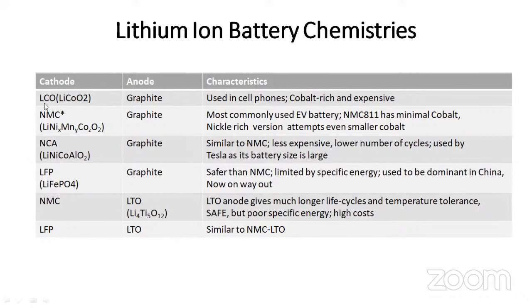For example, LCO, that is lithium cobalt oxide based chemistry, is used in cell phones. It is cobalt rich and expensive. These cells are very expensive, which is why they are mostly used in cell phones and laptops. Then comes NMC, which is very popular nowadays worldwide, the most used cells in lithium ion chemistry.